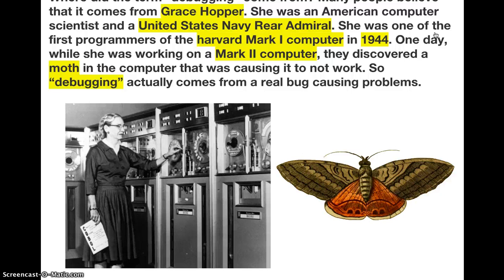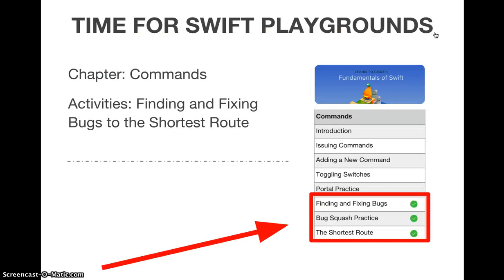Of course, it's important for you to understand that there's no bug in your iPad when your code isn't working. It's just an error that you, the user, the programmer, accidentally created. Your job is to debug it and get rid of that error. All right, now let's head to Swift Playgrounds. We're going to be working through the chapter on commands. If you're not quite to finding and fixing bugs, that's okay. But hopefully we're getting to finding and fixing bugs, bug squash practice, and the shortest route. When you're finished today, make sure you submit the shortest route to the Schoology Dropbox. All right, the time is yours.